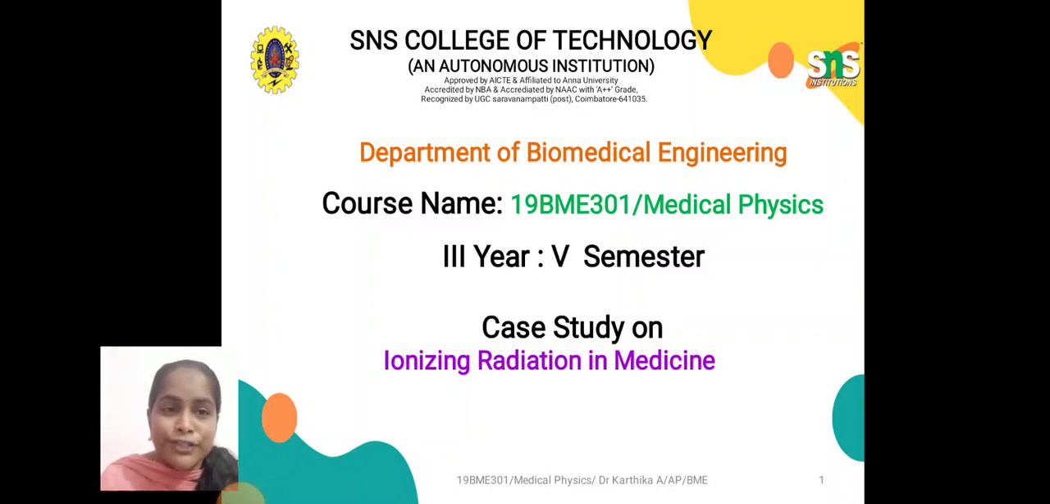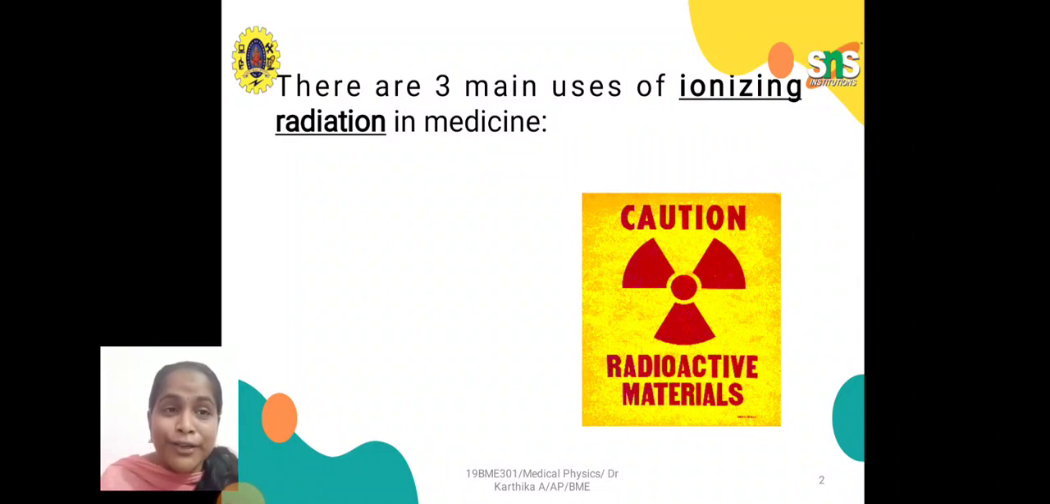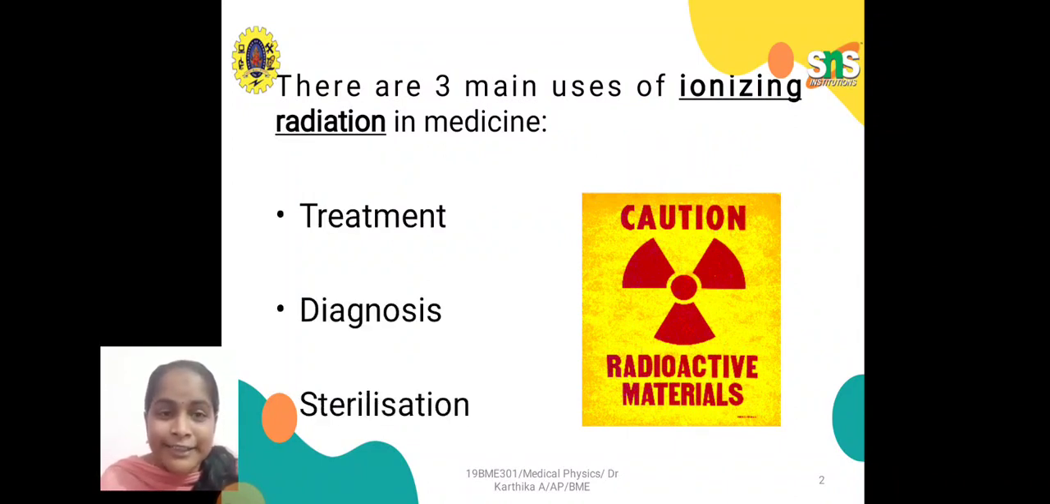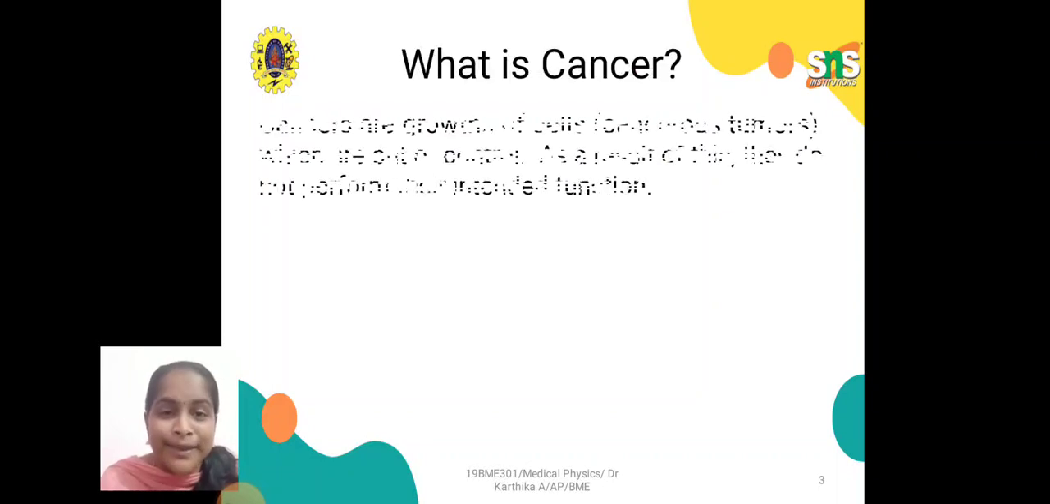Today we are going to discuss a case study on ionizing radiation in medicine in medical physics. First of all, what's the use of ionizing radiation in medicine? Here we have three main uses of ionizing radiation in medicine. First one is treatment, second one is diagnosis, and the third one is sterilization. For better understanding of ionizing radiation in medicine, we consider cancer treatment as a better example for this.